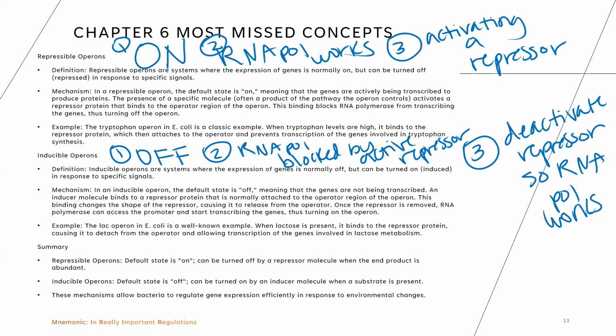So our little memory thing here is going to be in really important regulations. So if you were to write down in really important regulations, IRIR: in the inducible operon system, it is normally inactive and needs an inducer. Okay, and repressible operons are running and can be turned off by a repressor.